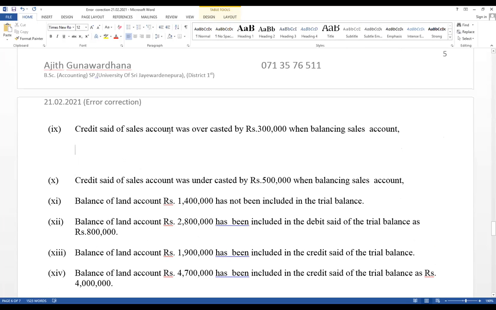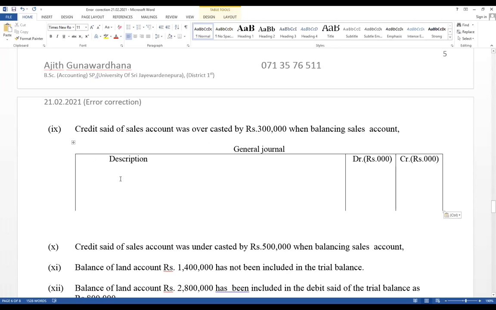The credit side of the sales account was overcasted. Think about the sales account overcasted. Therefore, sales account debit, suspense account credit. Here the sales account is overcasted on the credit side. For correction, sales account debit, value equal 300, and suspense account credit, value equal 300.